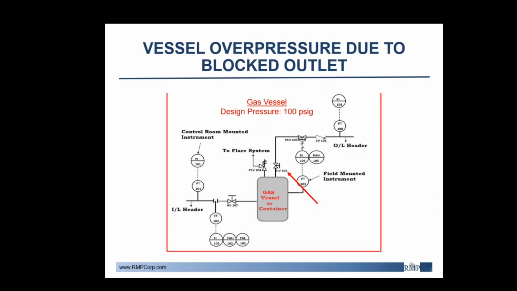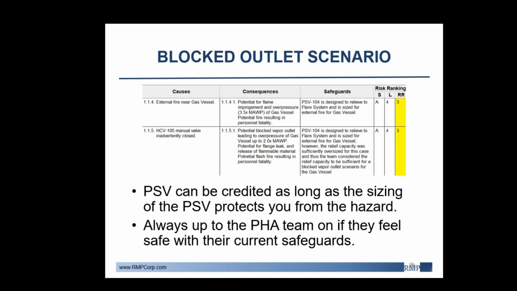So now we're going to talk about vessel overpressure due to blocked outlet. We'll be taking a look at HV 105 on the outlet of the gas vessel inadvertently closing in this scenario. So the design pressure will be assumed to be 100 psig as it was in the last scenario. So once again, we'll be taking a look at how the scenario would look on an actual PHA worksheet. I have copied over the external fire scenario to compare the differences between a blocked outlet scenario and an external fire scenario. So first, let's take a look at cause 1.1.5, in which HCV 105 manual valve inadvertently closed.